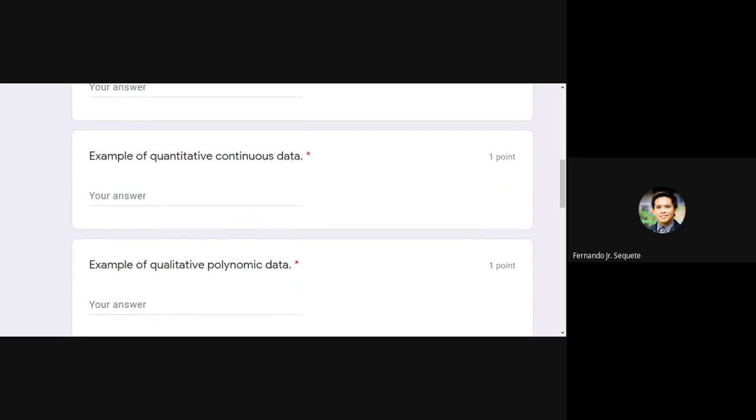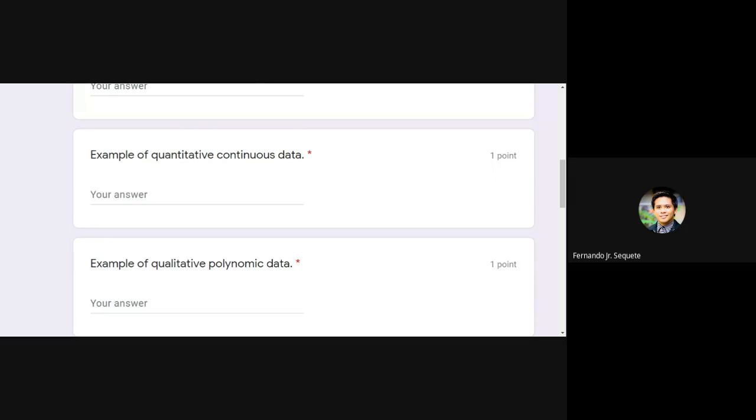Next, of course, example of quantitative continuous data. Palawan? Is this Palawan? Yes, sir. Okay, can you give me one example of quantitative continuous data? Two pink pair of shoes and two white dresses, sir. Continuous data, meaning to say, ano yung continuous? Measuring, sir. Okay, okay. Thank you, Palawan.